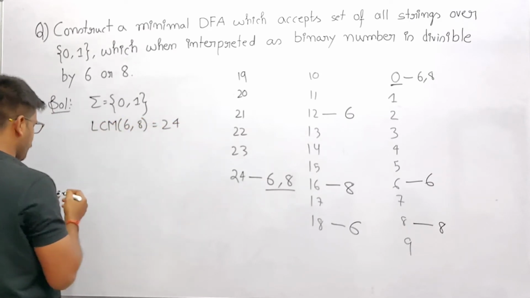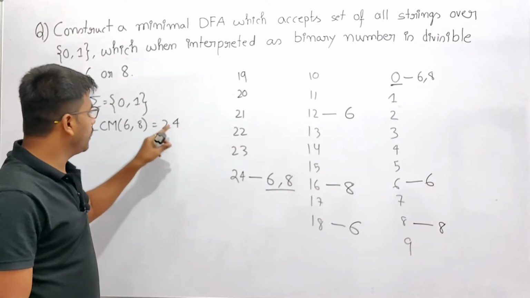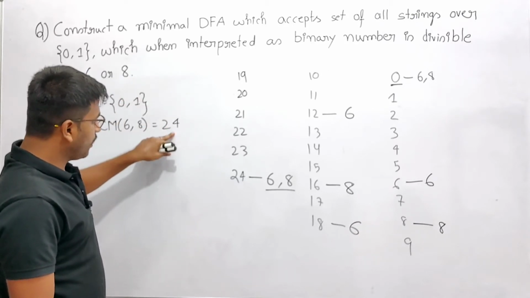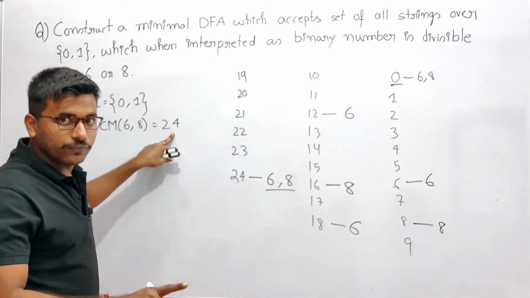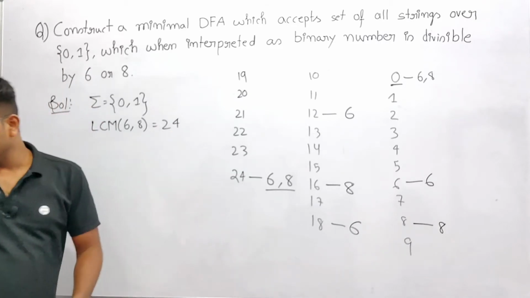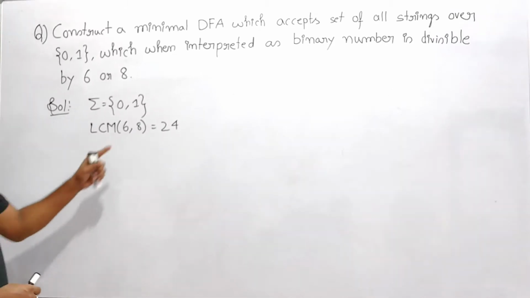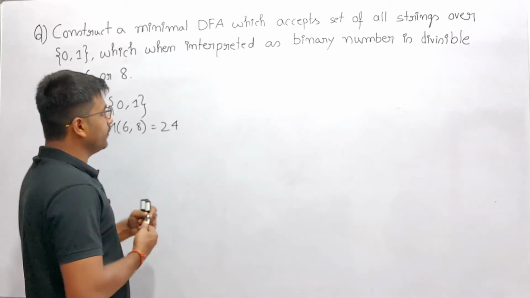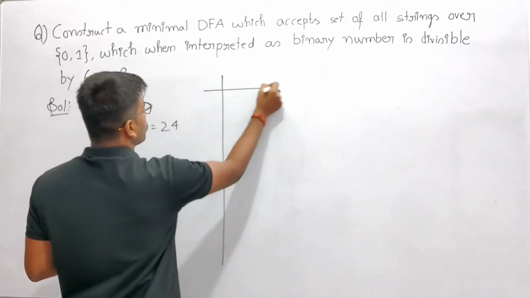So here you need to construct a minimal DFA over sigma 0, 1 which will accept the set of all strings over 0, 1 divisible by 24. For 24 we have to construct. Now how to do? We will see now. Since if you divide by 24, you are going to get 24 states.